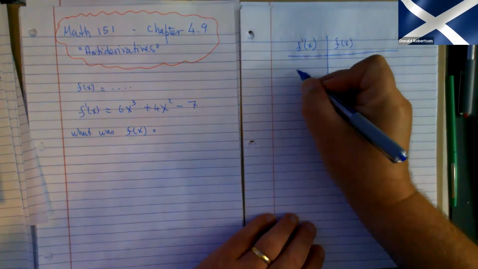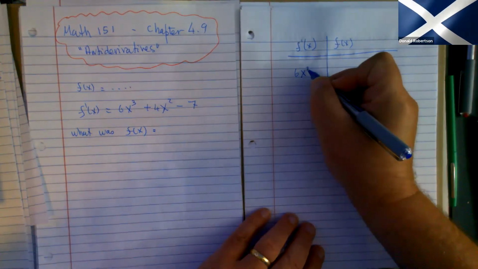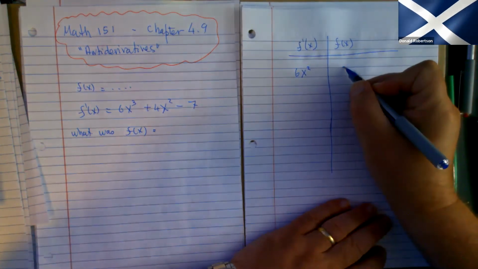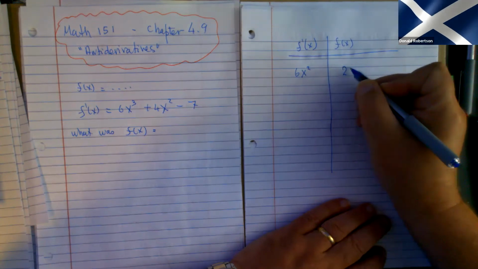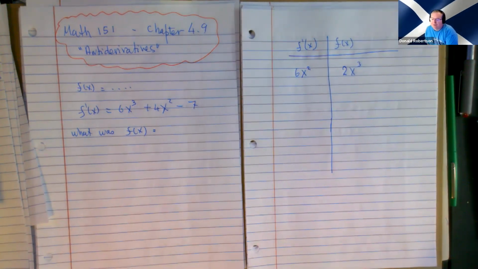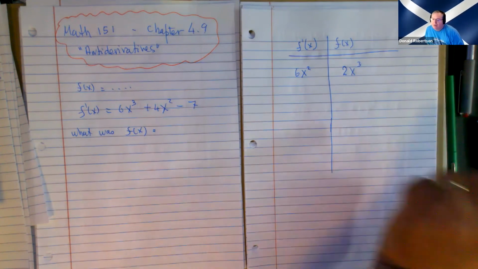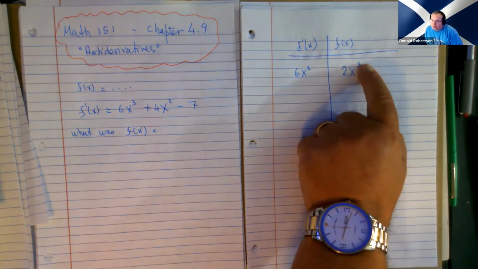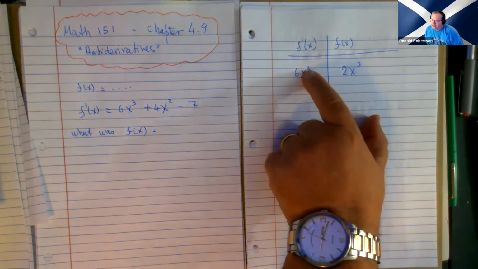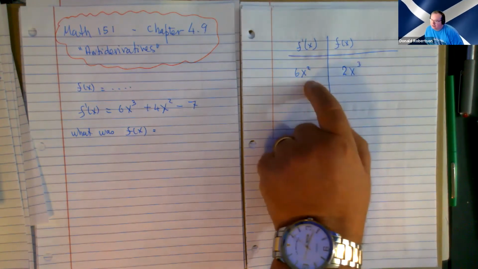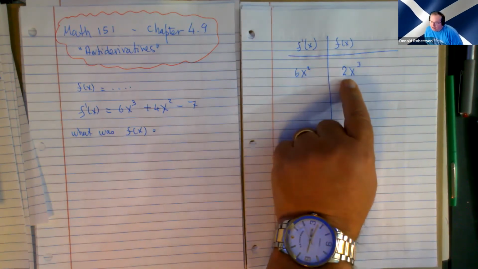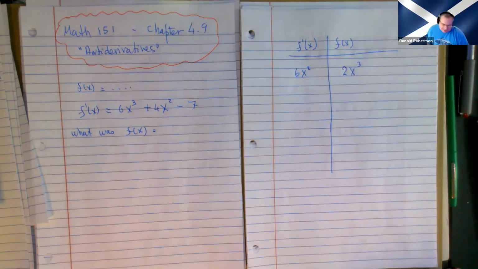If you had 6x squared as your derivative, wouldn't the original function be 2x cubed? Let's check it out. If you do the power rule on that, you multiply by the power and reduce the power by 1, wouldn't you get 6x squared? You agree that works, right? So if the derivative is 6x squared, the original function is 2x cubed.